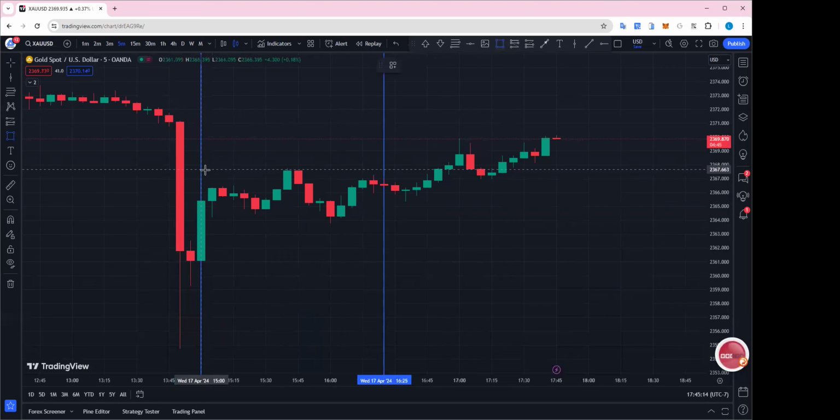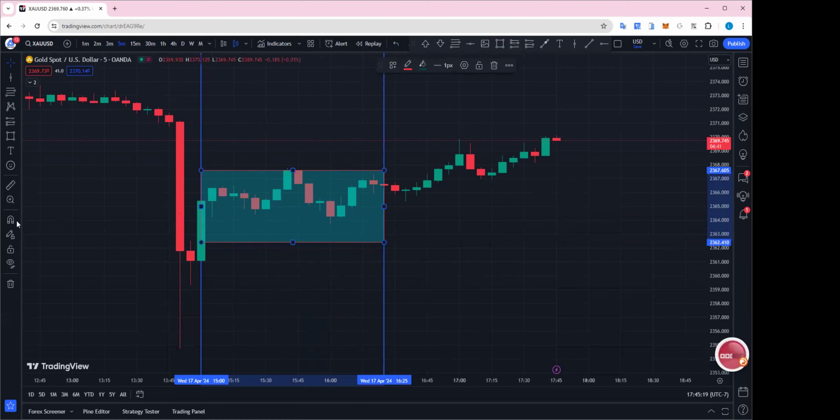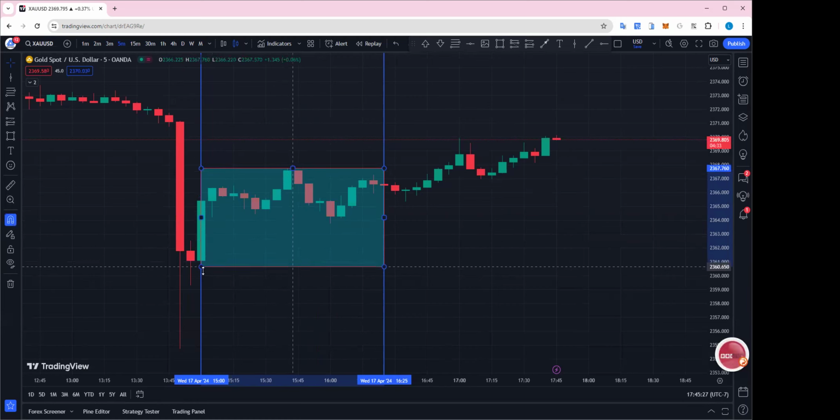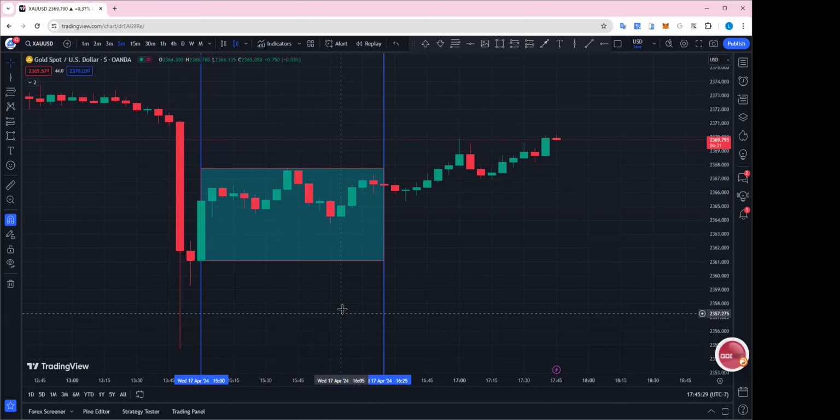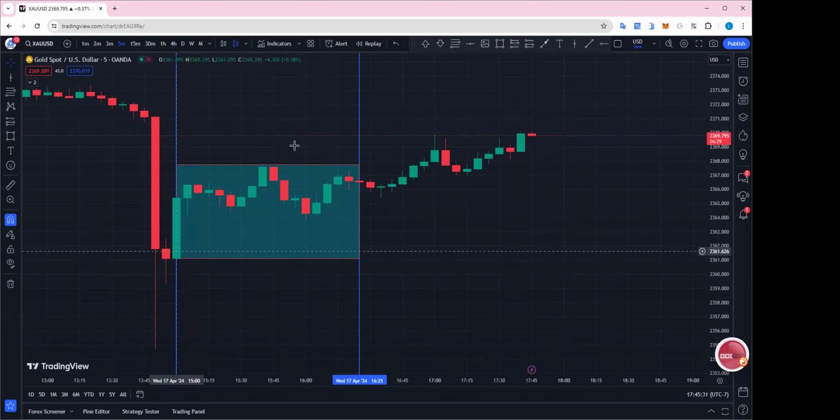I use a rectangle. You can use two horizontal lines, however you want to do it. I also use this magnet that helps me to put it in the right place. Then after you find the candles and mark the zone, you need to put a trend line from the open of the first candle to the close of the last candle.